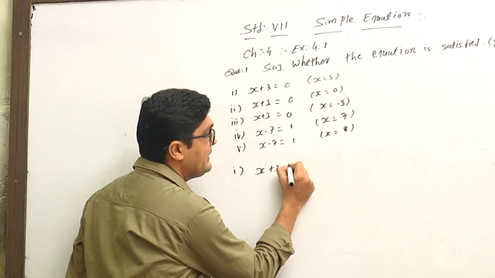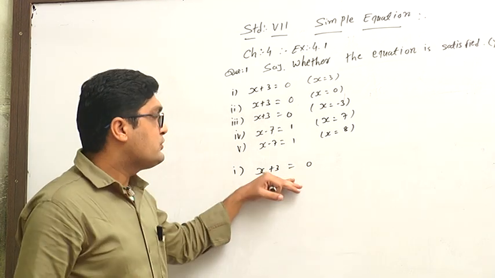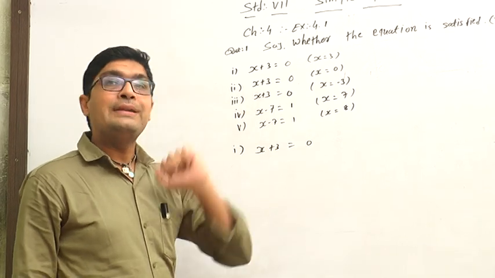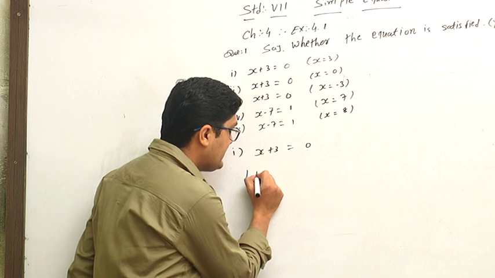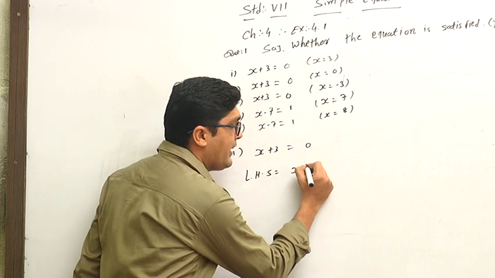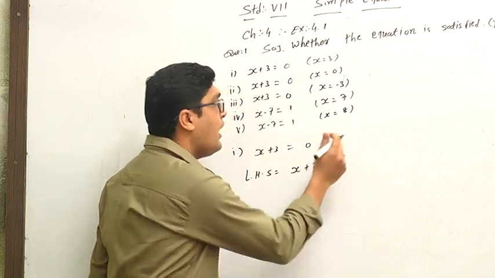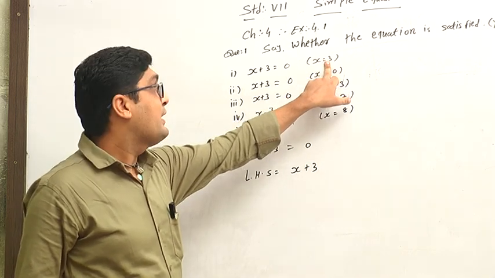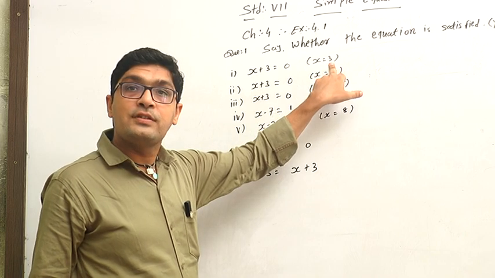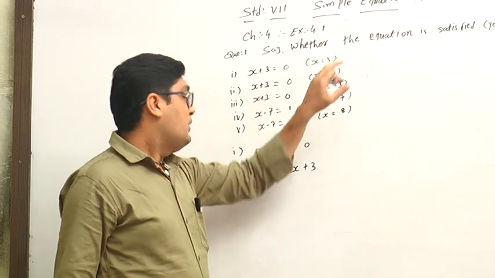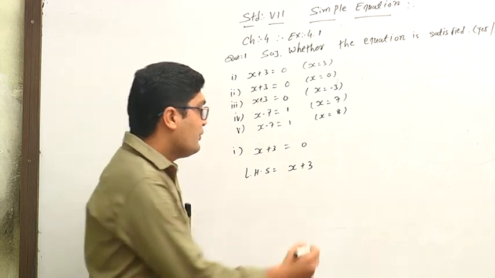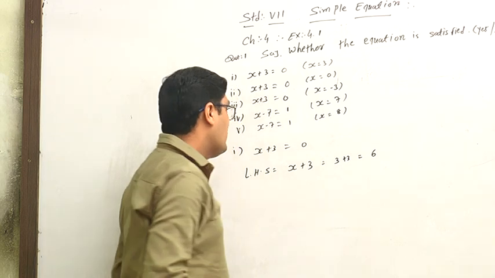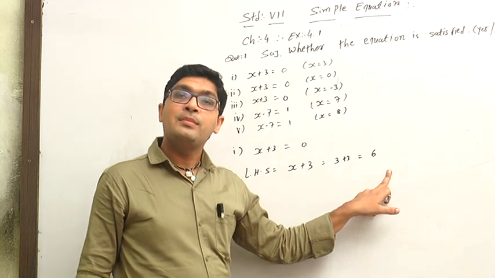x plus 3 is equal to 0. Okay, so what is here? Left hand side is x plus 3 and right hand side is 0. So we will take the left hand side. LHS is equal to x plus 3. Now we put the value given in the bracket. What value is given? x is equal to 3. So we put the value 3 in place of x. So what will come here? 3 plus 3 is equal to 6. So the answer of the left hand side is 6.